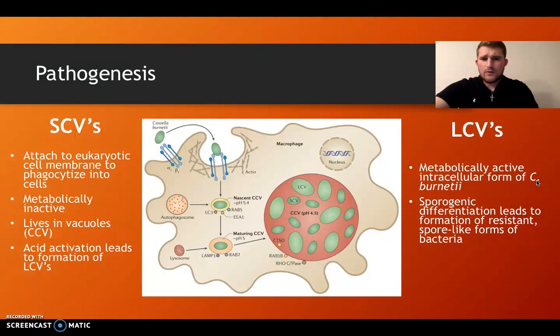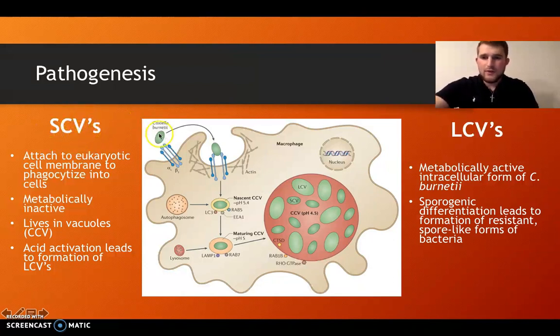And so, a quick overview of the pathogenesis. There's two different types of the Q fever, or the Coxiella. There's the SCVs, which are your small cell variants, and your LCVs, which are your large cell variants. Your SCVs are going to be metabolically inactive, and your LCVs are going to be metabolically active.